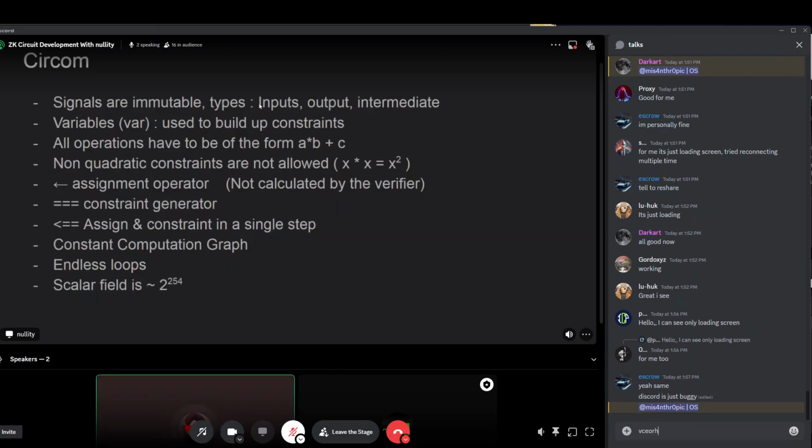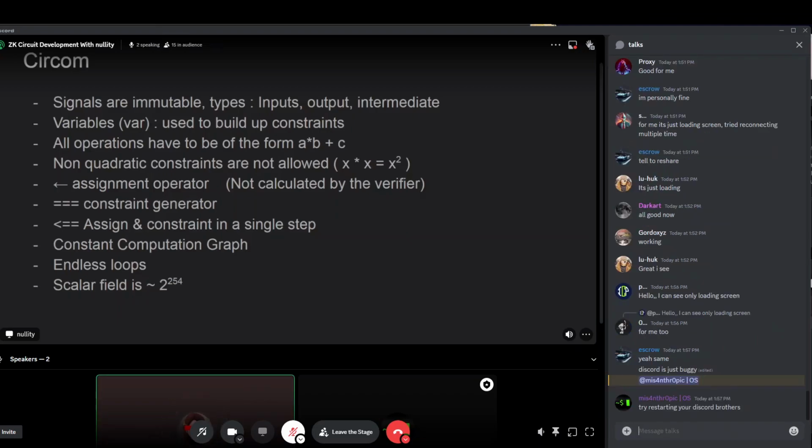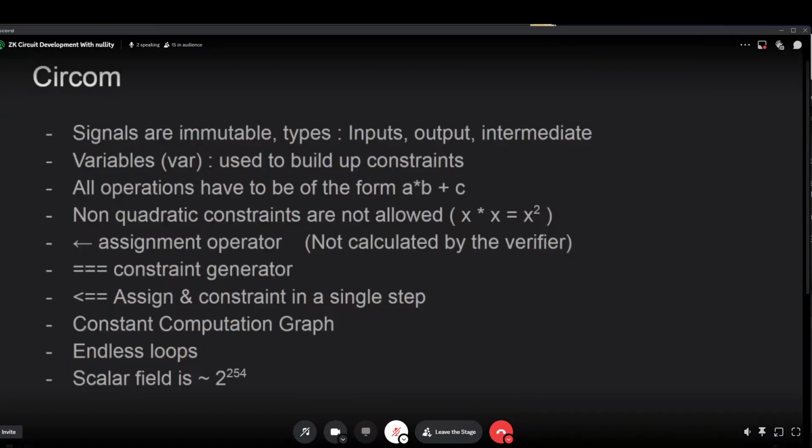There are just three types of signals in Circom. One is the input signal, next is the output signal, and you have intermediate signals. So let's say you want to use signals and somewhere in the middle, you can just create one. And these signals are immutable. So let's say you assign a signal once, you cannot reassign those signals later. And to people coming from FPGA backgrounds or something related to chip building or Verilog, this might be very familiar.